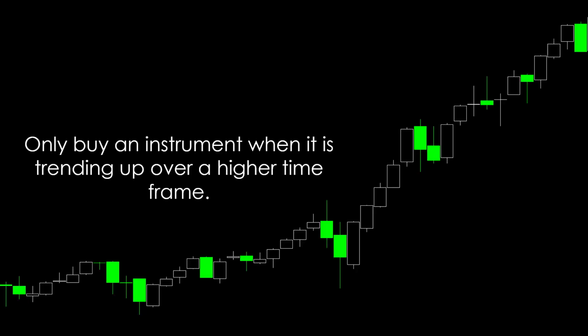So we come to our second rule for an edge, and that is only buy an instrument when it is trending up over a higher time frame. This is also something that gets a little bit of a pushback. And it gets pushed back because people don't understand the long-term nature of trends or the fact that markets trend over a variety of time frames. And this applies equally to people who trade 30-minute charts as to those who trade daily. You look at the higher time frame to see where the impulse of the move is coming from.